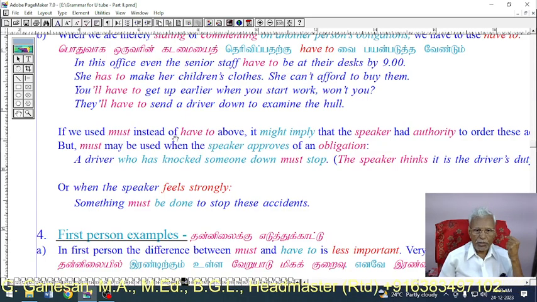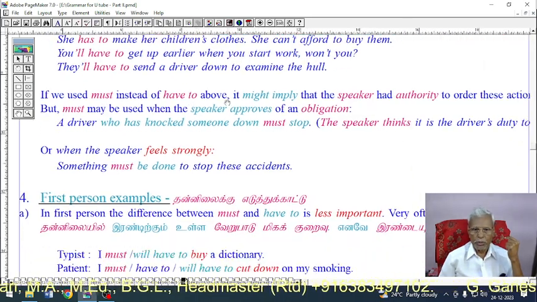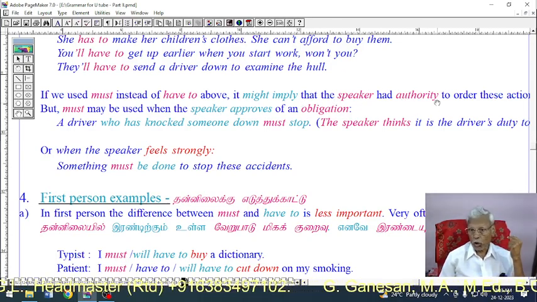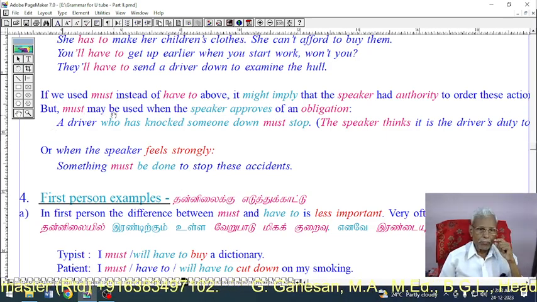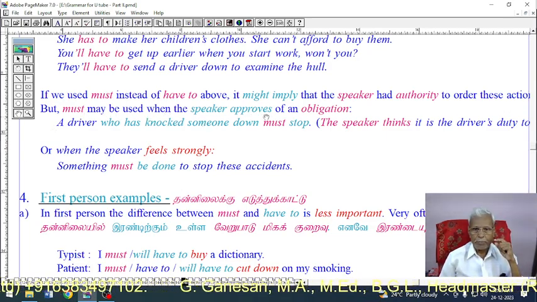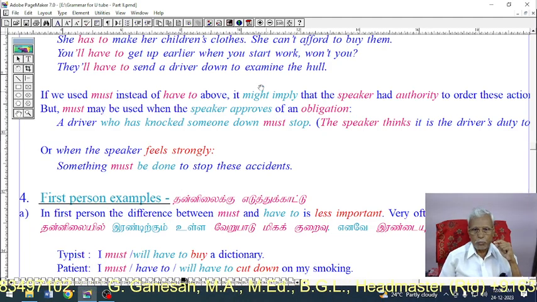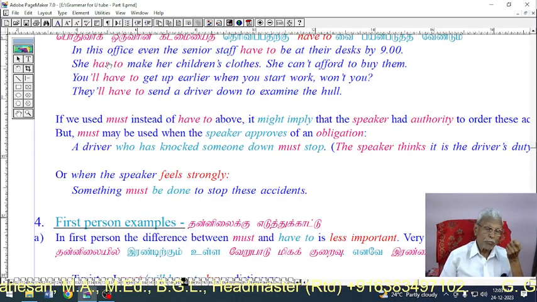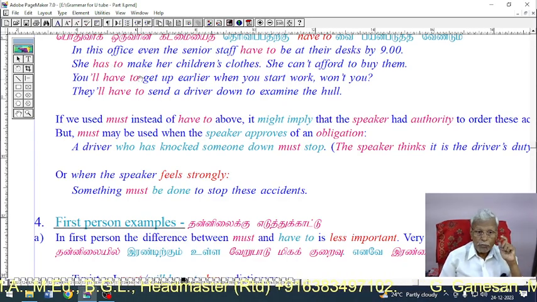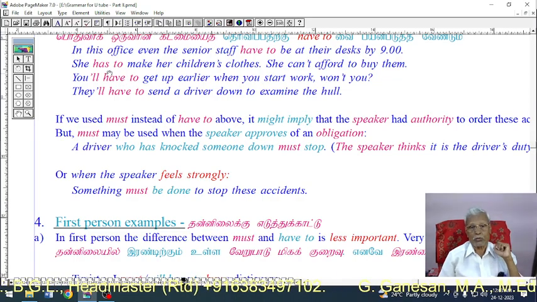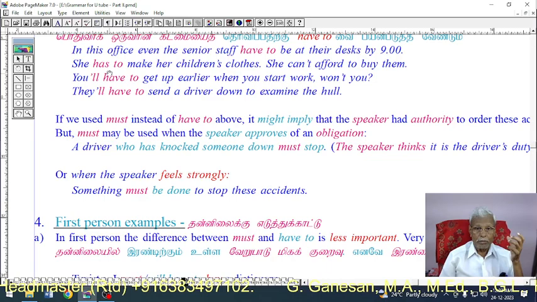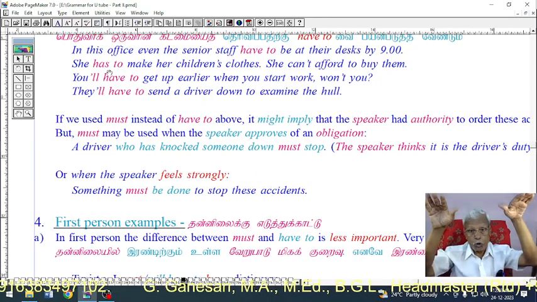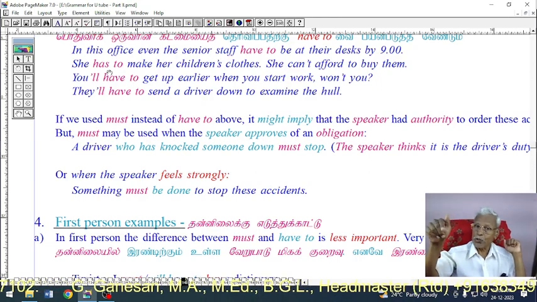If we used must instead of have to above, it might imply that the speaker had authority to order the action. But must may be used when the speaker approves of an obligation. Dear students, here we have used have to, but if we use must in the place of have to, then it would mean that the speaker is applying his authority. That is, the speaker is ordering.